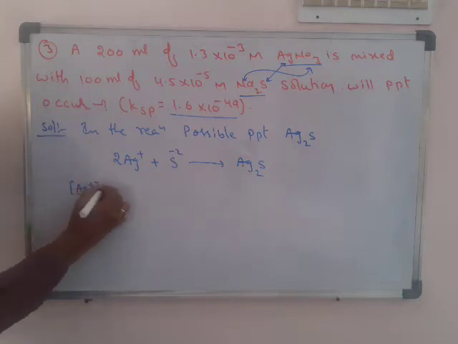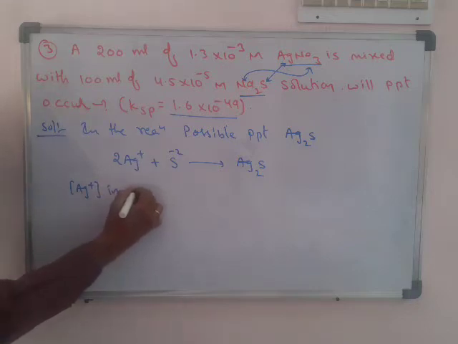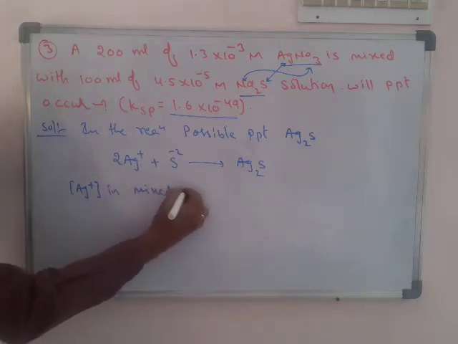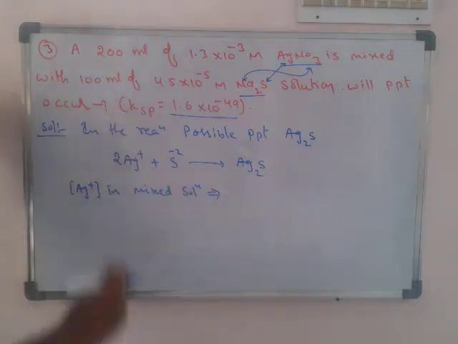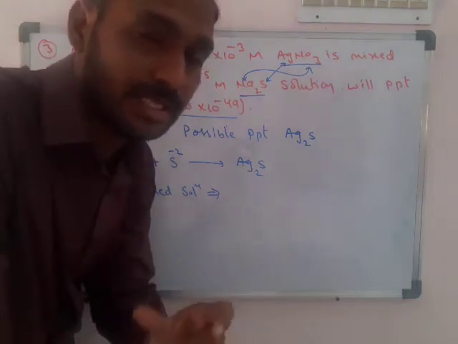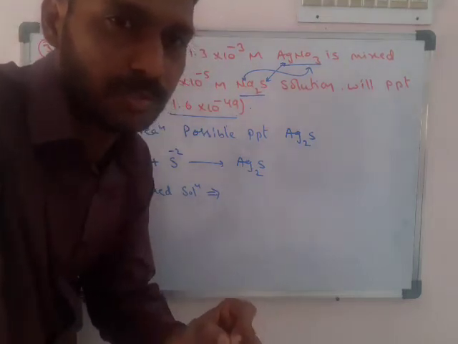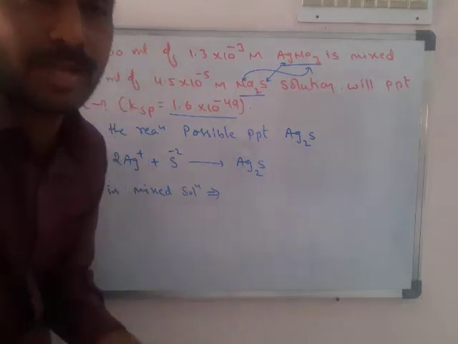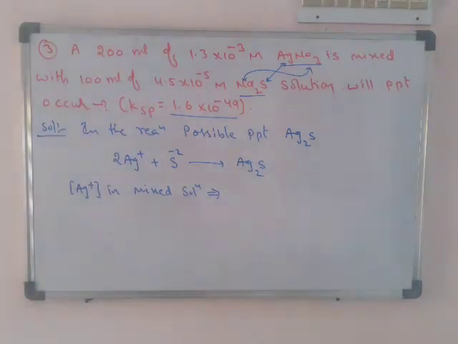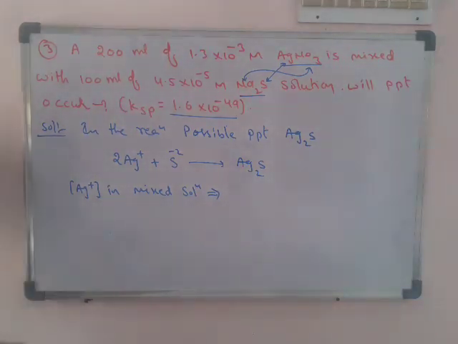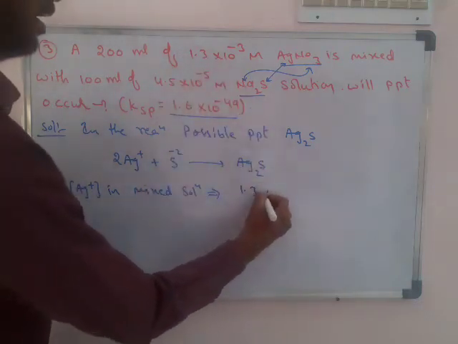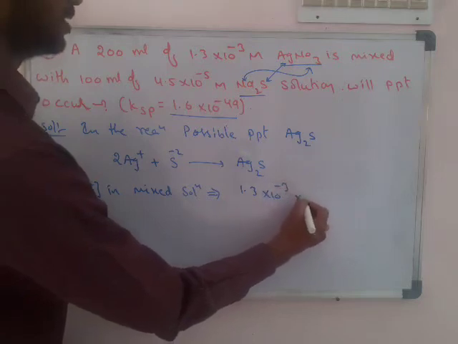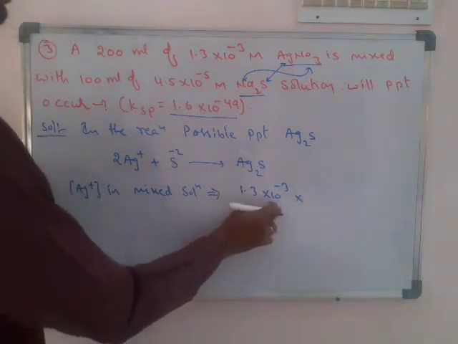So the concentration of Ag plus in the mixed solution. What is it in the mixed solution? Here a particular value is given. In the last two problems, no particular value was given, but here it is. So the Ag plus concentration in the mixed solution is 1.3 into 10 power minus 3. Its concentration is how much? 1.3 10 power minus 3.